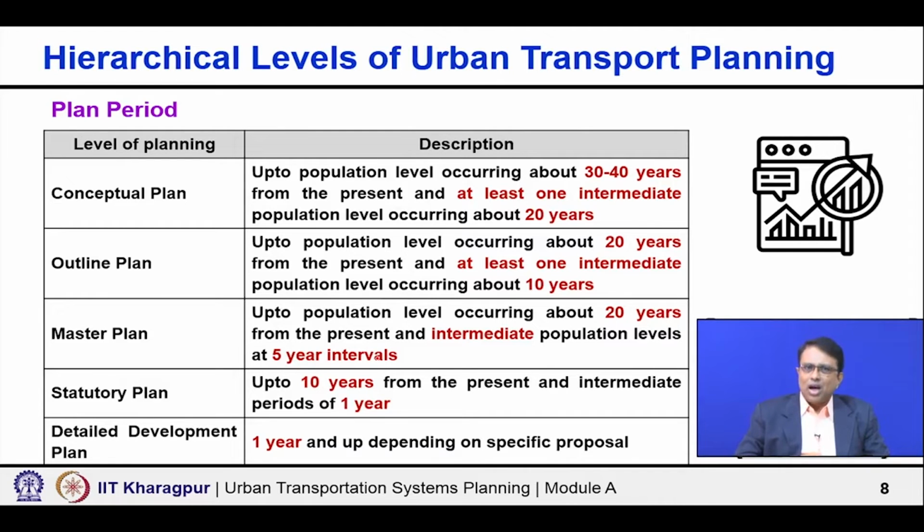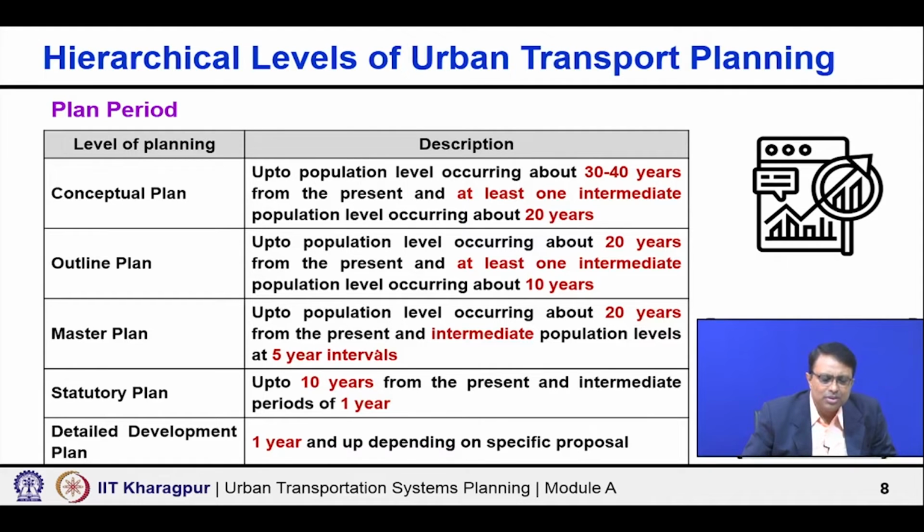Statutory plan up to 10 years from the present and intermediate period of 1 year. And finally, when you are doing detailed development plan, it may be 1 year and up depending on the specific proposal, with respect to which you are working out the detailed development plan. So, these are all indicative, just trying to tell you that in terms of transportation planning, how different levels exist, how it is important to consider each level and how it is important that each level gets integrated in a nice manner or in a cohesive manner.